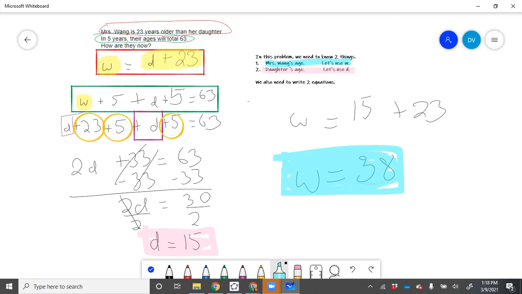All right. And those are our two answers. W is Mrs. Wang's age. So she's 38. Let me write that here. And D is her daughter's age. All right.